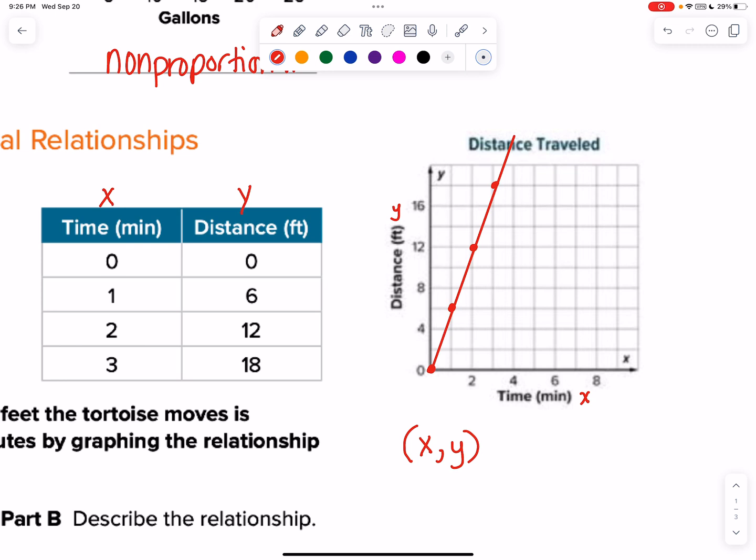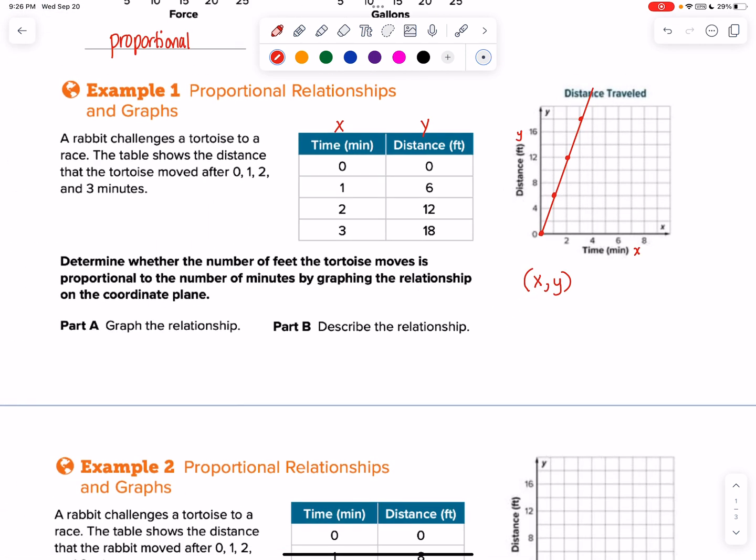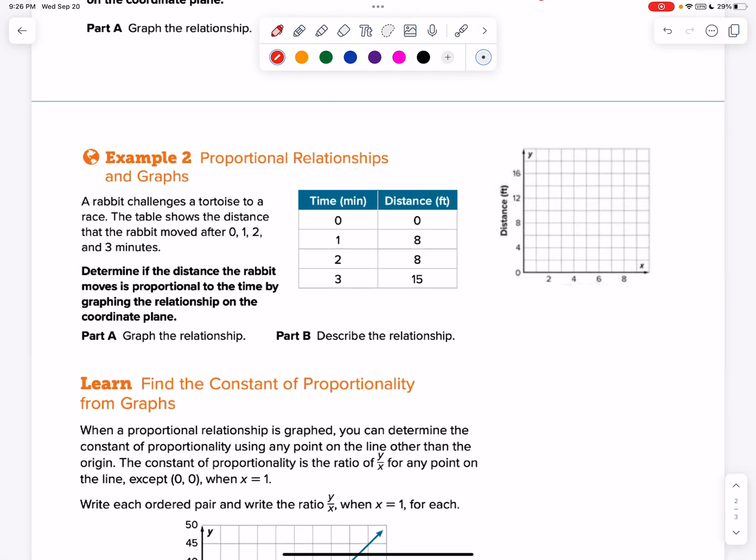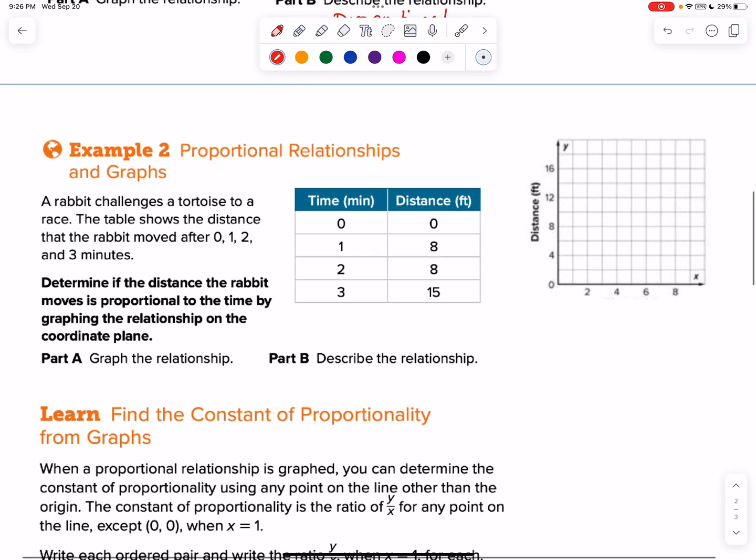Did it follow the two things to be proportional? Is it straight, and is it intersecting with the ordered pair (0, 0)? Since the answer is yes, describe the relationship, and we can say it is proportional. The relationship between time and distance. All right, the next example, example 2: the rabbit challenges the tortoise to a race.